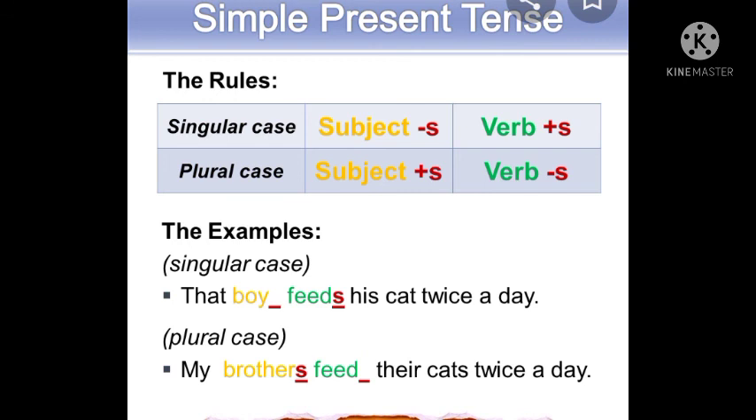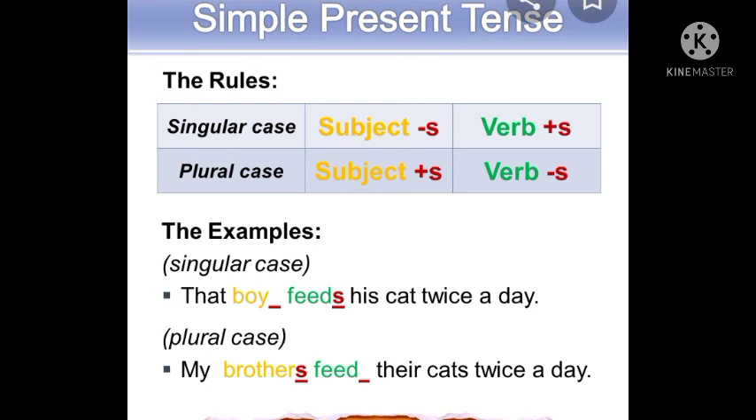Okay, and if we have a plural case, plural subject, then we use the verb without s. Look at this. Now read the examples of singular case. That boy feeds his cat twice a day.